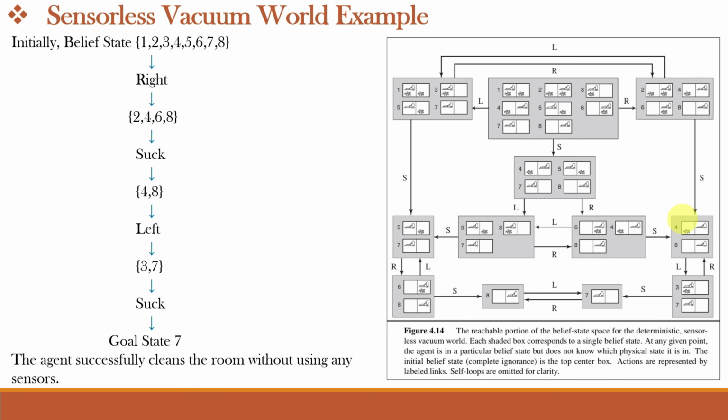After performing suck, only 4 and 8 remain. After performing left, only 3 and 7 remain. And again after performing suck, only 7 remains, which is our goal state. So after performing right, suck, left and suck, the vacuum cleaner reaches the goal state, even though it never used any sensors. This example shows that even without observations, a carefully planned sequence of actions can solve the problem. Also notice that after every action, the uncertainty becomes smaller, and this process is called belief state search.